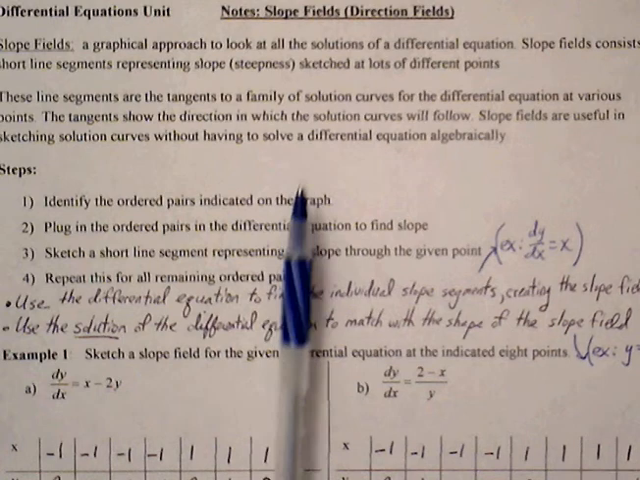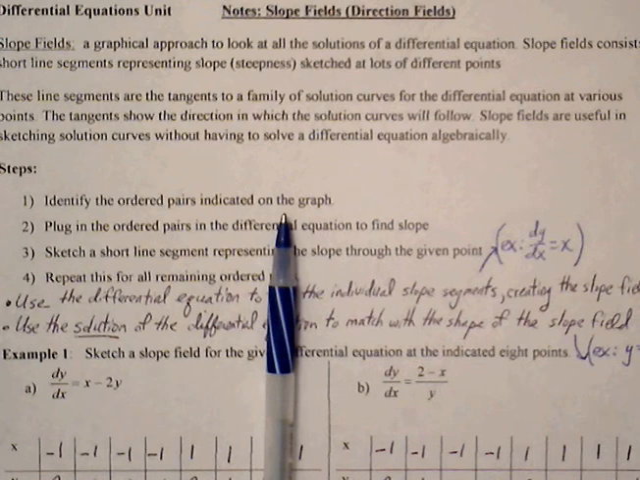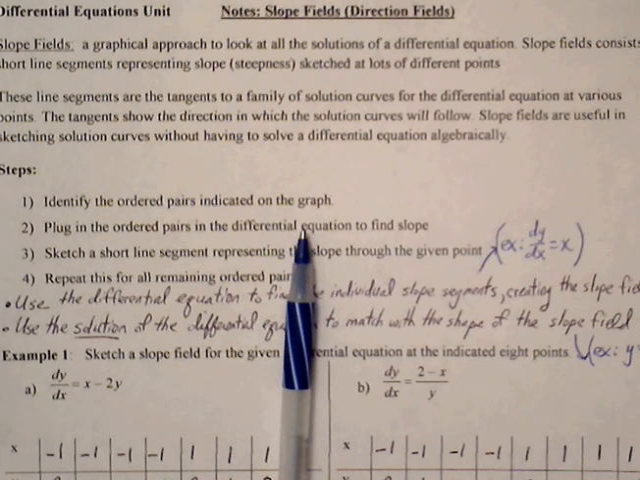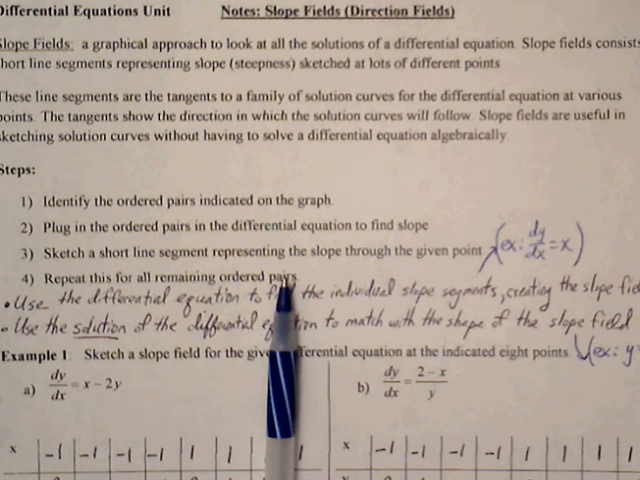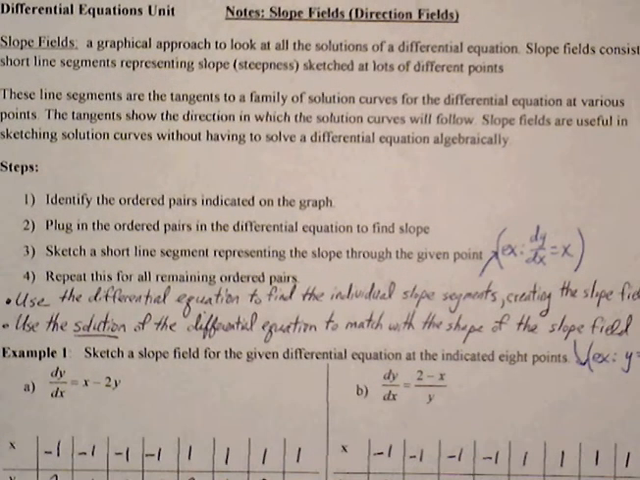So let's talk about the steps that we're going to follow to create these slope fields. First, we want to identify the ordered pairs indicated on the graph, where I'm going to have points that we're going to be focusing on. Next, we're going to plug the ordered pairs into the differential equation to identify the slope. Third, we're going to sketch a short line segment representing the slope through that given point. And then we're going to repeat this for all the remaining ordered pairs. I have some additional notes here, but I'm going to come back to that after we do example 1A and B.